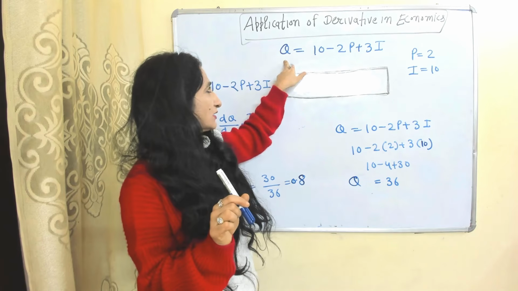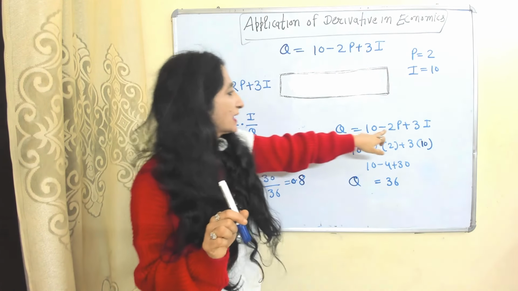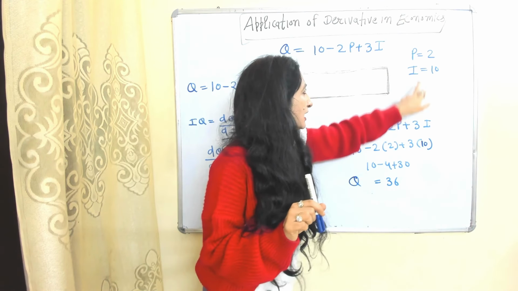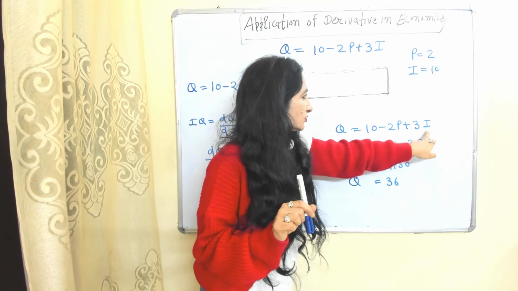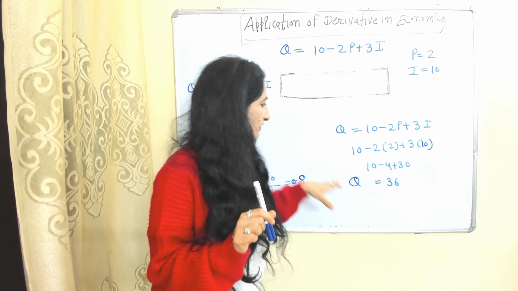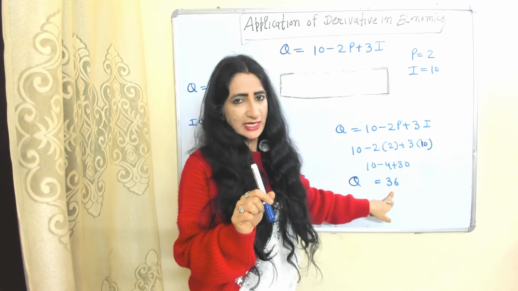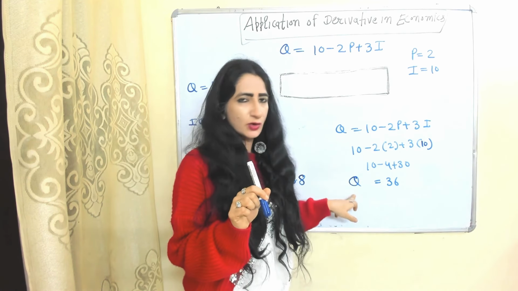First of all, we will calculate the value of Q by putting P equal to 2 and I equal to 10. When we solve, it will become equal to 36. That means the value of quantity is equal to 36. This is our formula to calculate income elasticity of demand, dq over di. That means we have to differentiate with respect to I, with respect to income, because we are finding the income elasticity of demand. I is original income, q is original demand.